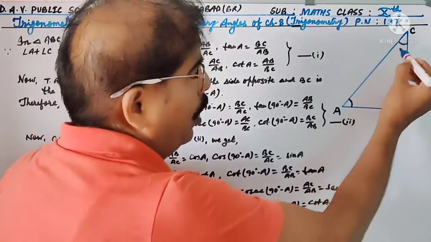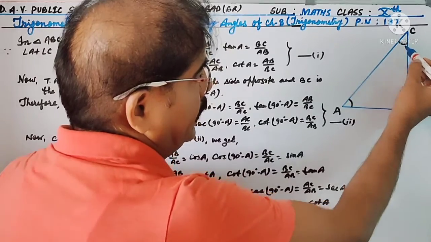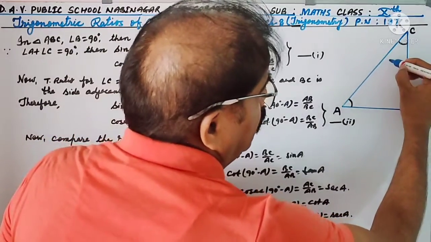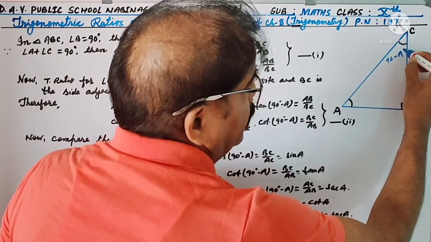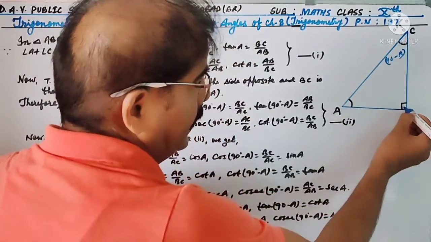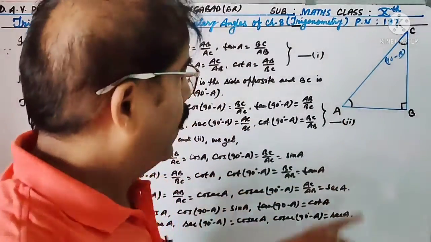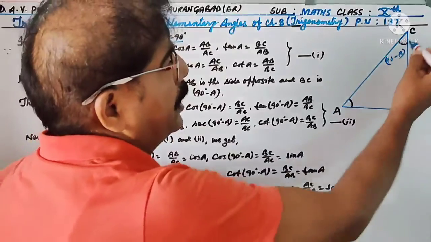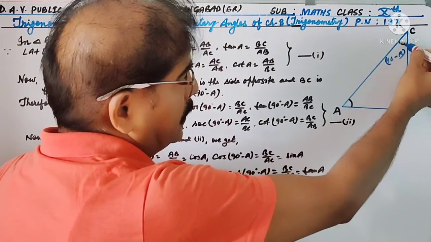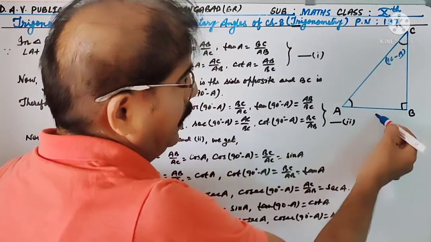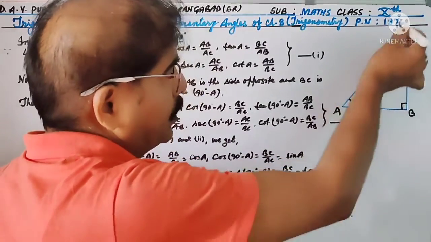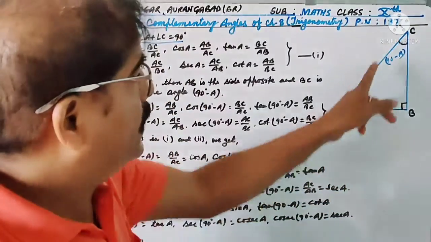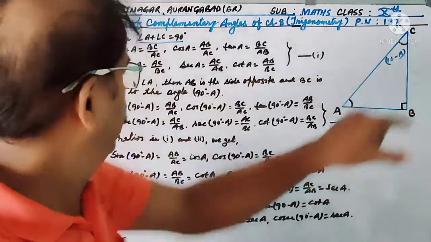Now the T ratios of angle C. If A plus C equals 90 degrees, then C equals 90 degrees minus A. Since B is 90 degrees and A plus C equals 90 degrees, angle C equals 90 minus A. Now for angle C, the side opposite to angle C is AB, the adjacent side is BC, and the hypotenuse is AC.